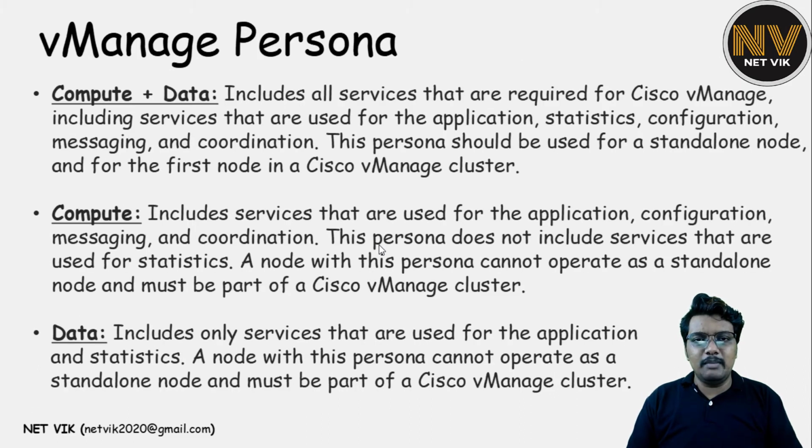So this is what the vManage persona is about. There are three options. The first one is compute plus data, the second one is compute only, and the third one is data only. We will always select compute plus data when we have a single vManage. But when we have a cluster, we have options to run specific vManages with only compute and specific vManages with the database. I suggest you look at the 6-node vManage cluster bring up process, which will have these details.